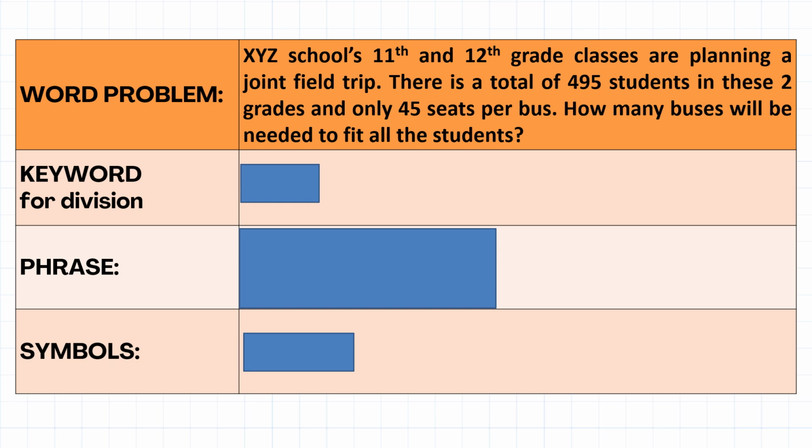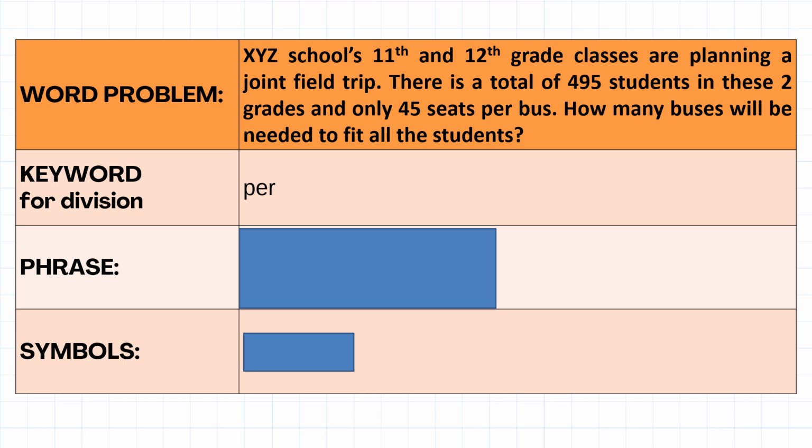Word problem number 3. XYZ School's 11th and 12th grade classes are planning a joint field trip. There is a total of 495 students in these two grades and only 45 seats per bus. How many buses will be needed to fit all the students? To understand the word problem, we first identify the keyword for division, and the keyword is per. But take note that not all keywords per indicate division. It can also indicate multiplication. But in our word problem, the keyword is per and it indicates division.